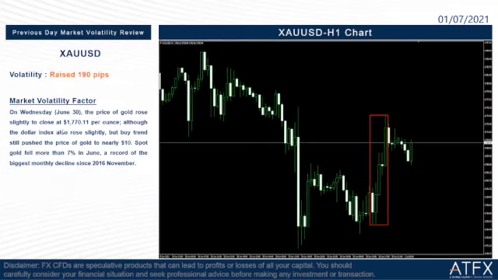Next is our previous day market volatility review. It's still gold. The volatility last night is that gold prices rose 960 pips, meaning $19. Let's look at the factors. On Wednesday, June 30, the price of gold rose slightly to close at 1770.11 per ounce. Although the dollar index also rose slightly, buy trend still pushed the price of gold up nearly $10. Spot gold fell more than 7% in June, last month. Today is the first day of July. It was the biggest monthly decline since November 2016.